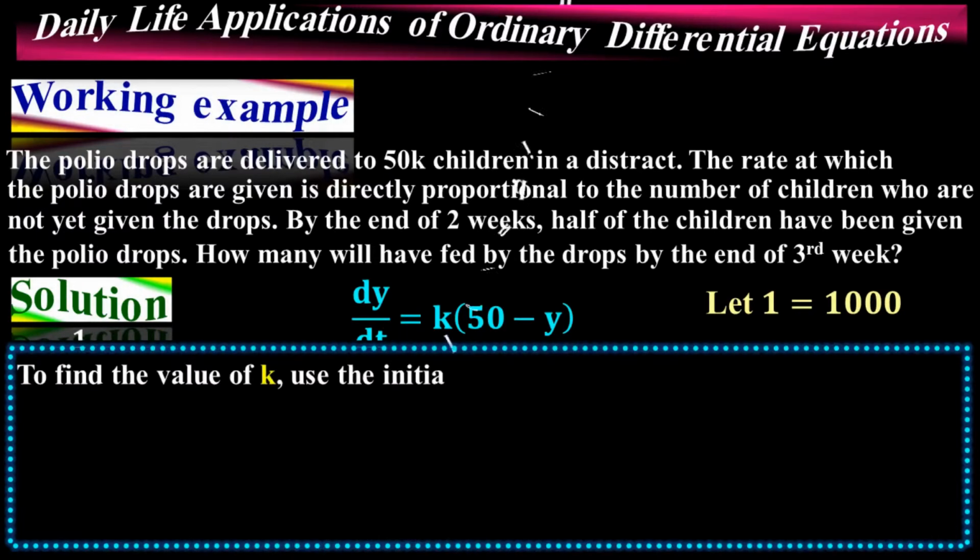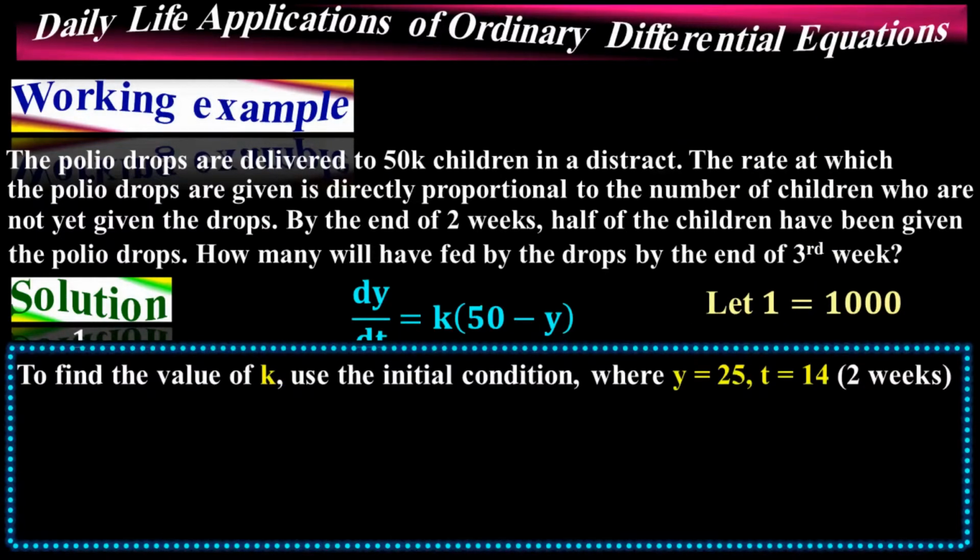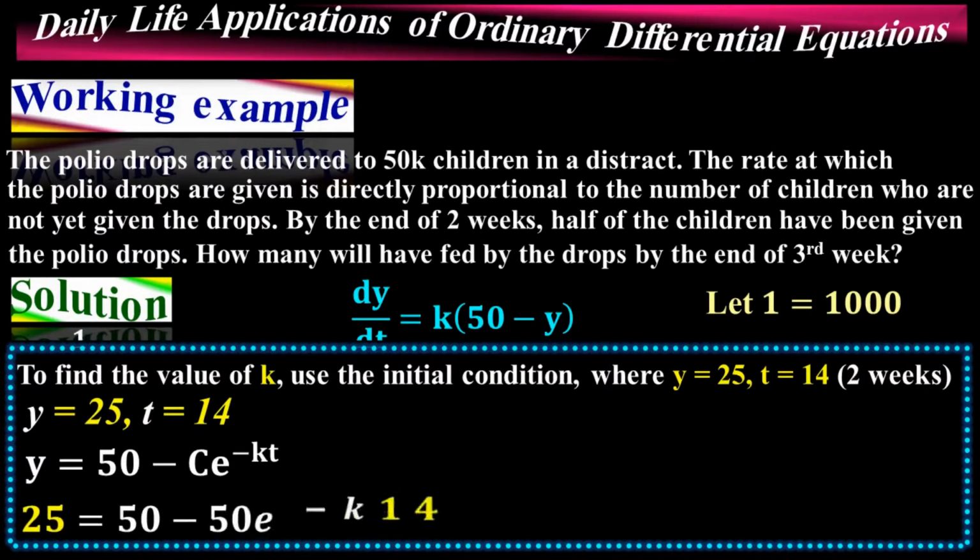From the second condition, y equals 25 at t equals 14. 14 is the number of days in 2 weeks, because the statement says that after 2 weeks, half of the children have been fed by the drops. So 25,000 children have been fed by the drops. Therefore, y equals 25 and t equals 14 days. Just put these values here: 25 equals 50 minus 50 times e to the minus k times 14.